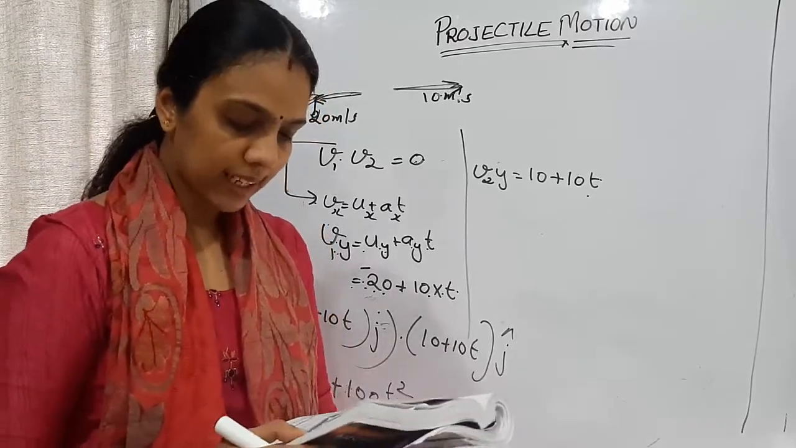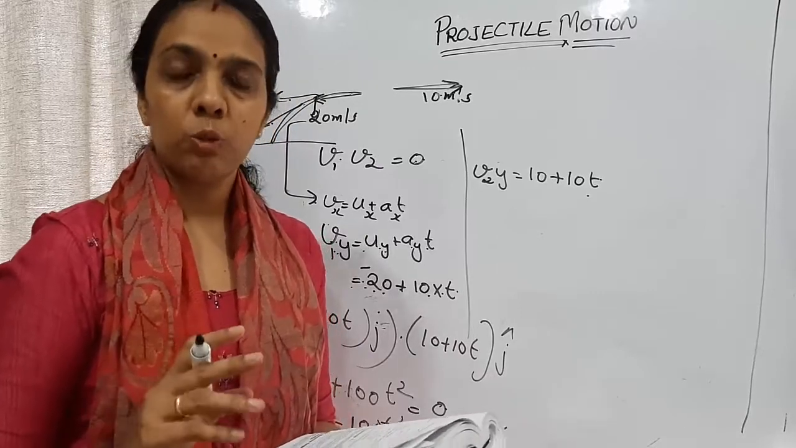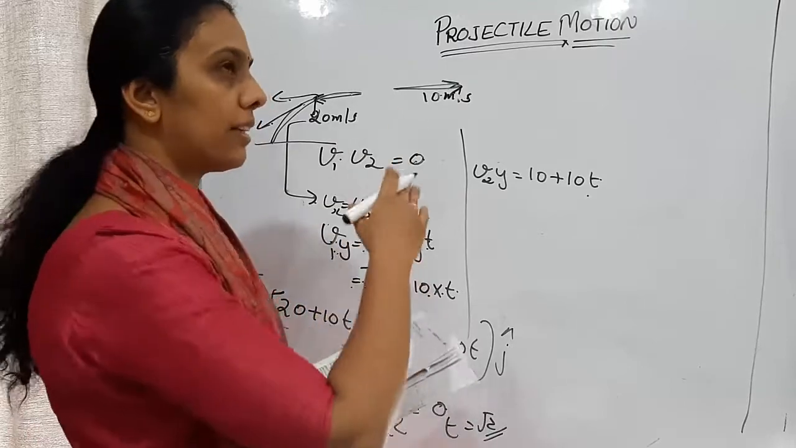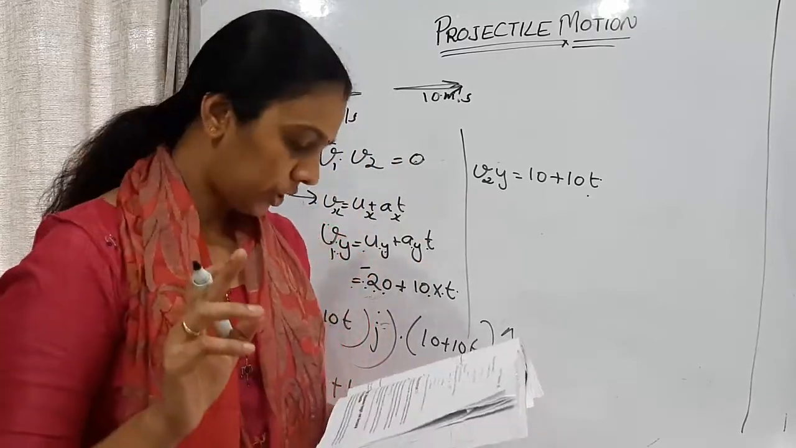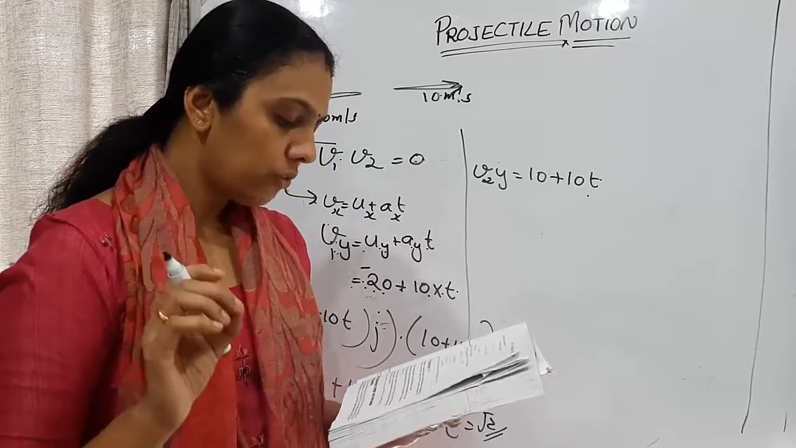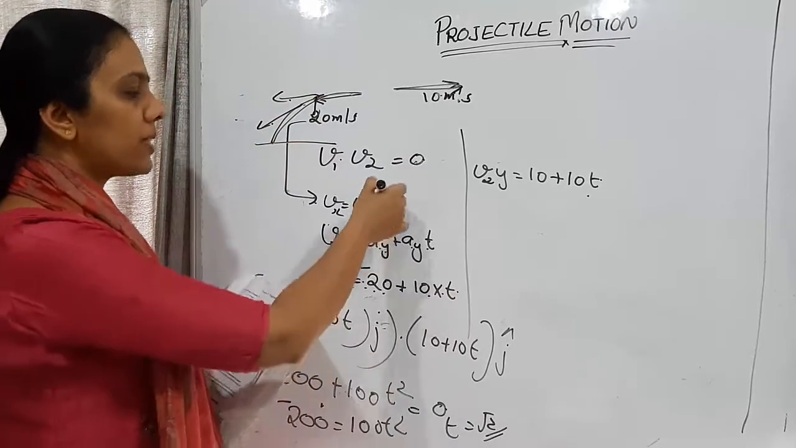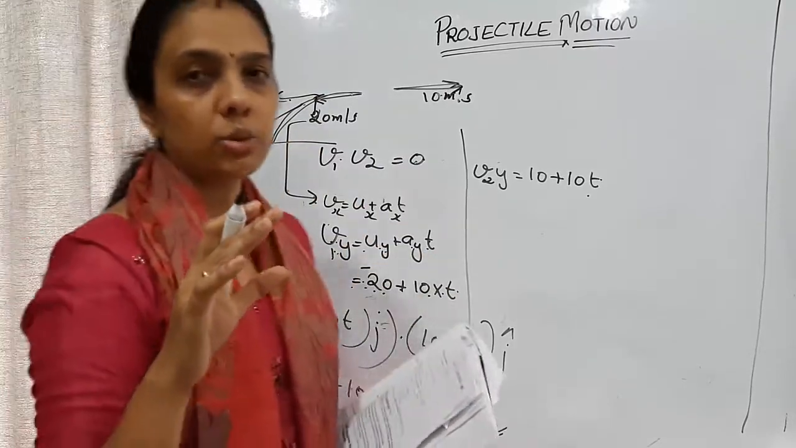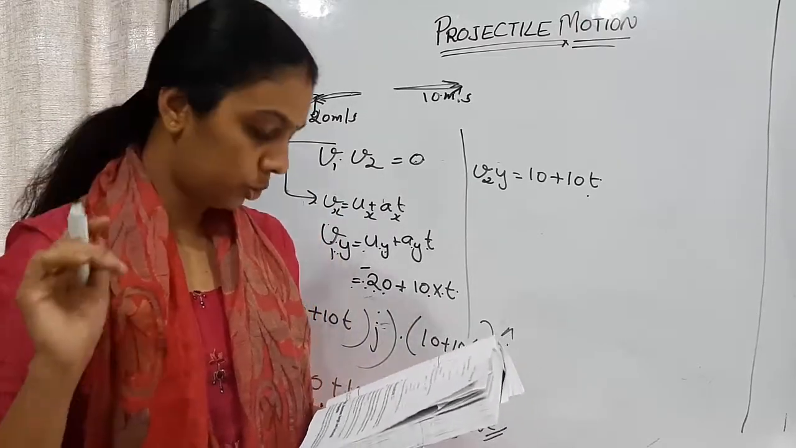The next question: projectile motion is a three-dimensional motion. Is the statement true or false? Projectile motion is a two-dimensional motion, because it is considered in the xy plane. So it's a two-dimensional motion. Projectile motion is uniformly accelerated motion. Yes, that is also true, because the acceleration we always consider is the acceleration due to gravity. It's a uniformly accelerated motion.